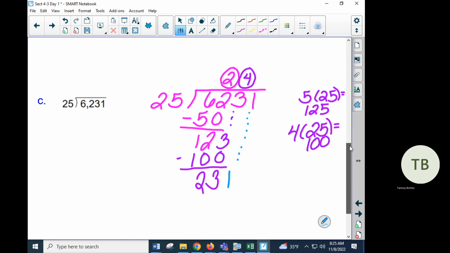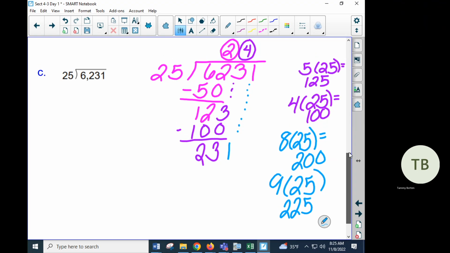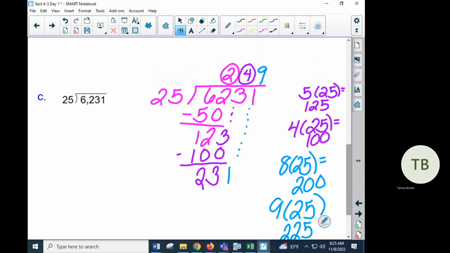Okay. And we would look at what times 25 gives me 231. Well, 8 times 25 is 200. 9 times 25 is 225. And we actually could do that because 225 is less than 231. So then we put a 9 here and we'd go 9 times 25 is 225. And we'd subtract again and we'd get 6.